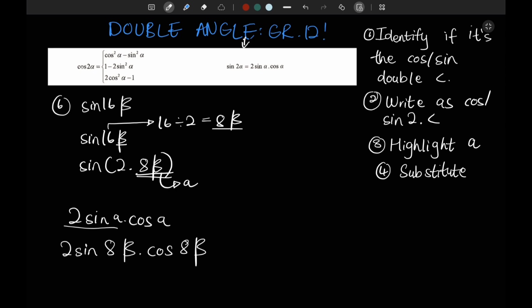In the next video, I'll show you guys how to go from here to there, and how to go from 2 sine alpha times cos alpha to sine 2 alpha. In this video, we learned how to go from cos 2 alpha, right? And we also learned how to go from sine 2 alpha to 2 sine alpha times cos alpha. So we'll do the opposite in the next video.